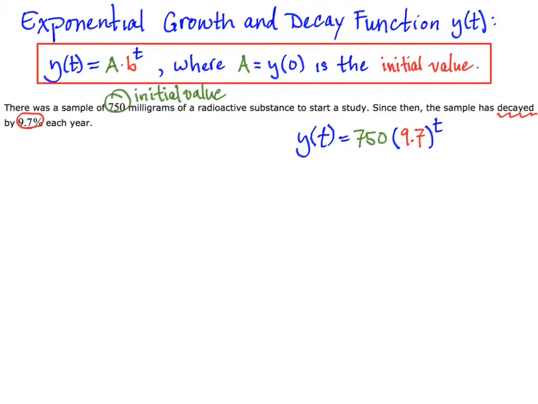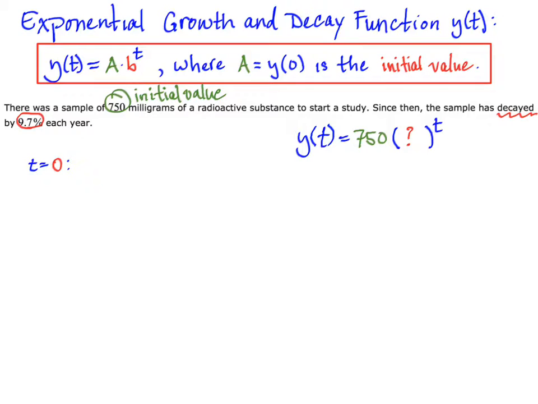So that's because we're told that the sample is decaying, the quantity should be decreasing. So let's go back to the drawing board. We're decreasing by an amount of 9.7% each year. So let's look for a pattern and see if we can figure out what that number is that we're going to put in there.